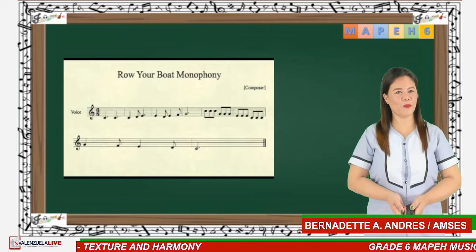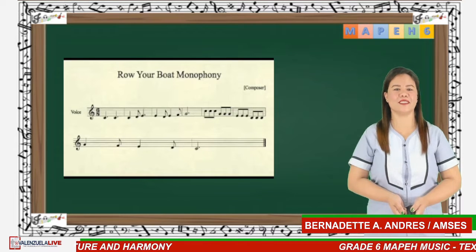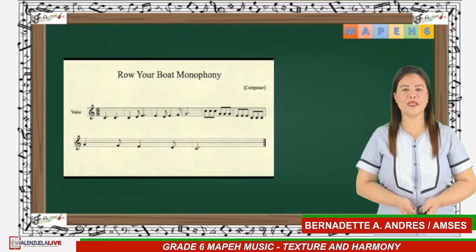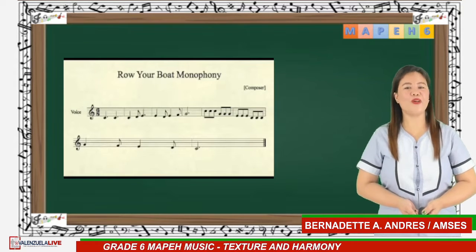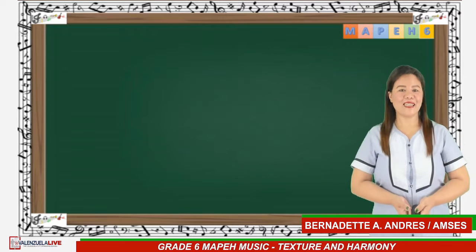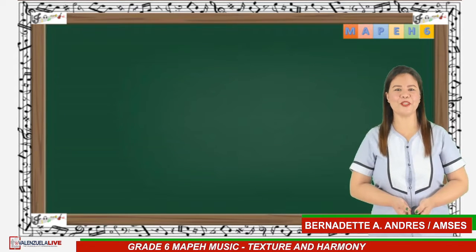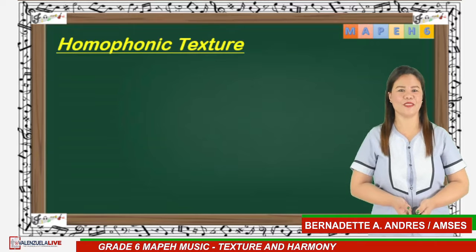What can you observe while you are listening to this melody? If you observed a single line without accompaniment, you got it. You are correct. Let us move on to the next example of musical texture.